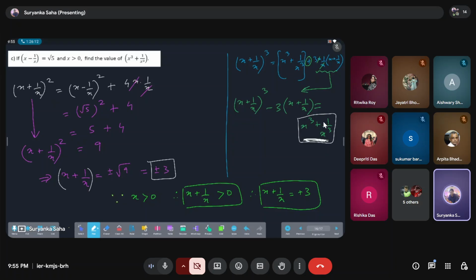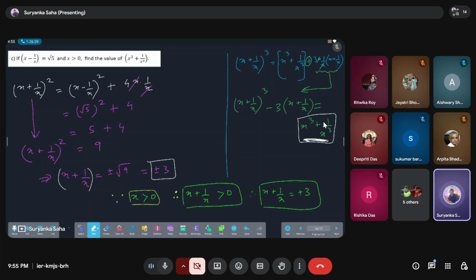Since x is greater than 0, therefore x plus 1 by x is greater than 0, therefore x plus 1 by x is plus 3. Okay, so that's it, your solution.